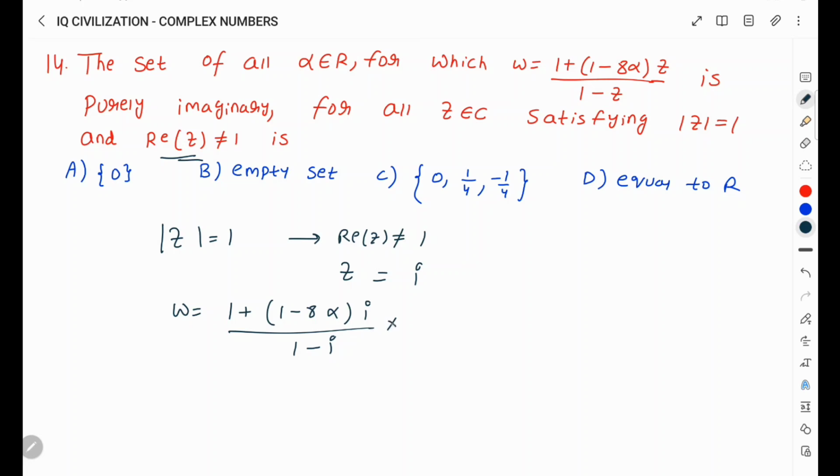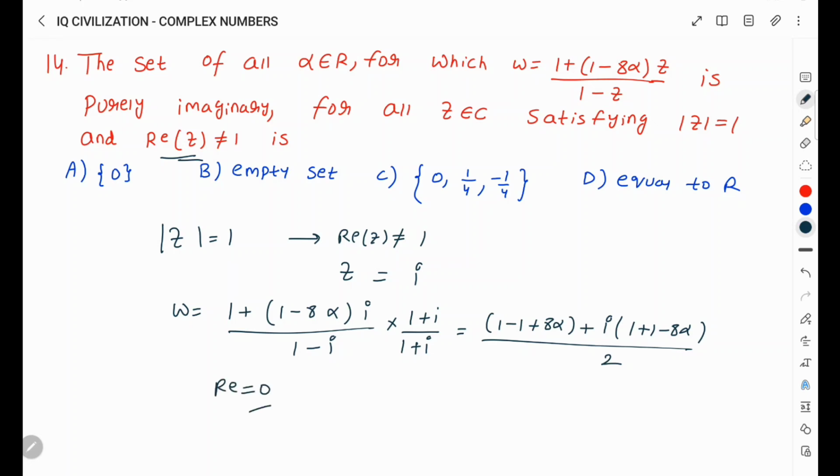So what we'll do? We'll do rationalization. Multiply by (1 plus i) by (1 plus i). So this becomes 1 minus 1 plus 8 alpha plus i into (1 plus 1 minus 8 alpha). Denominator is in the form of (a plus b) into (a minus b), a square minus b square, that becomes 2. So since given W is purely imaginary, real part should be equal to 0, right? So 8 alpha is equal to 0 and alpha equals 0. Got it?